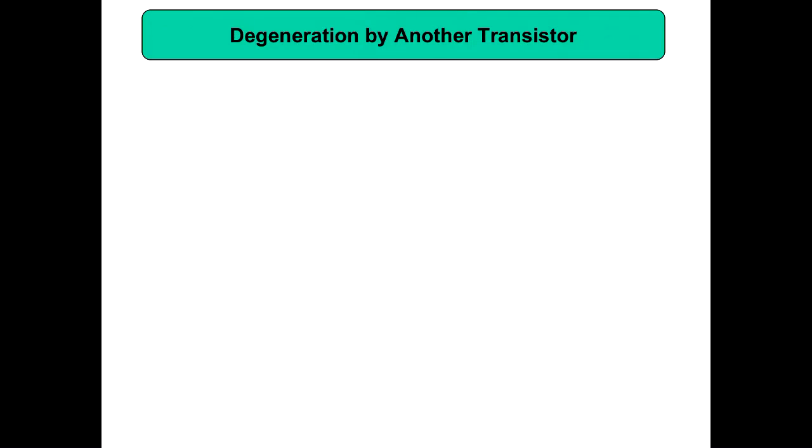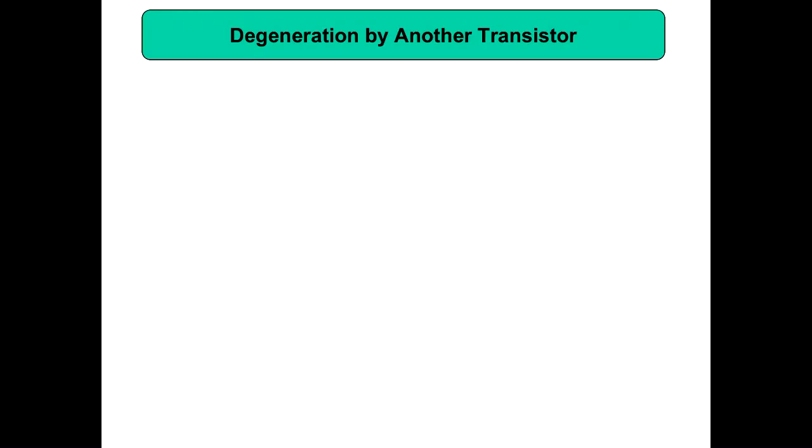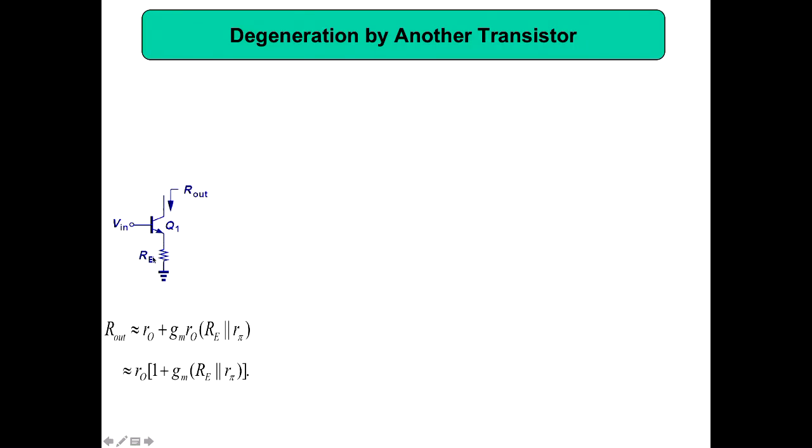So, degeneration by another transistor. Here we have connected RE, a resistor, for degeneration. Then we can also do this degeneration by replacing this resistor with a transistor. That is the reason for the heading, degeneration by another transistor. So this is the input signal Vin, and then this is your transistor Q1, then R out, then this is RE. Then we have the expression for R out.